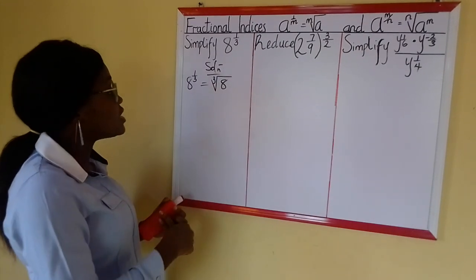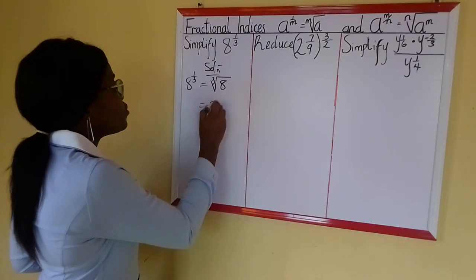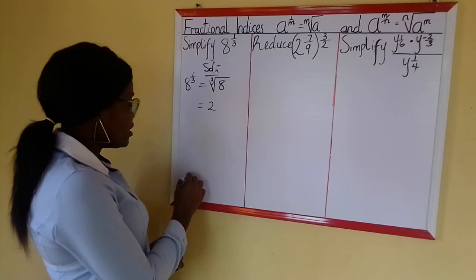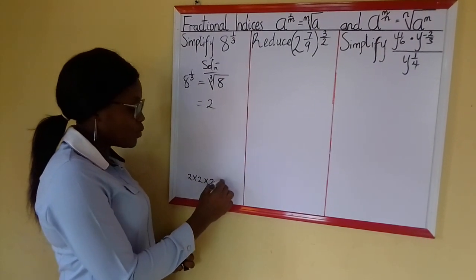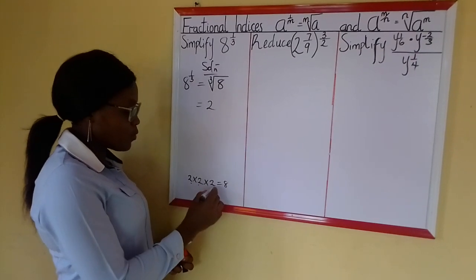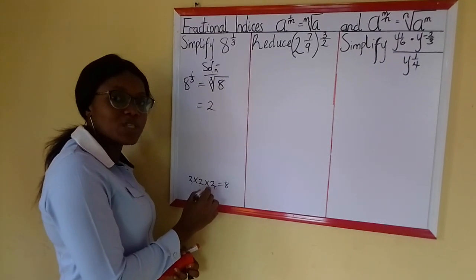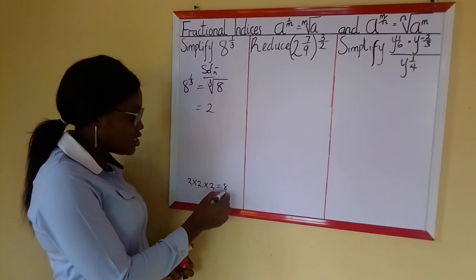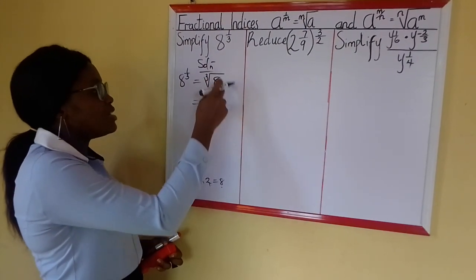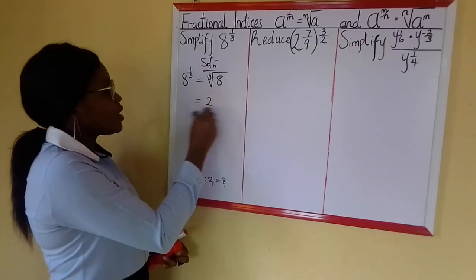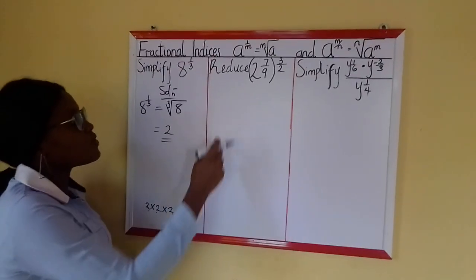So the cube root of 8 is equal to, you can check, 2 times 2 is 4, then 4 times 2 will give you 8. 1, 2, 3, we have three 2's, which means when you multiply 2 three times, you will get 8. That is to say that the cube root of 8 is equal to 2. Okay, that is that for this. Let's go over to this one.